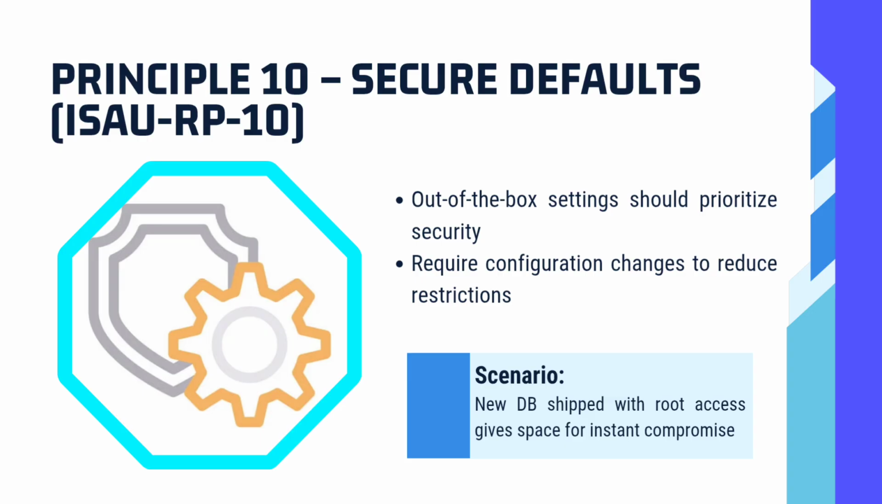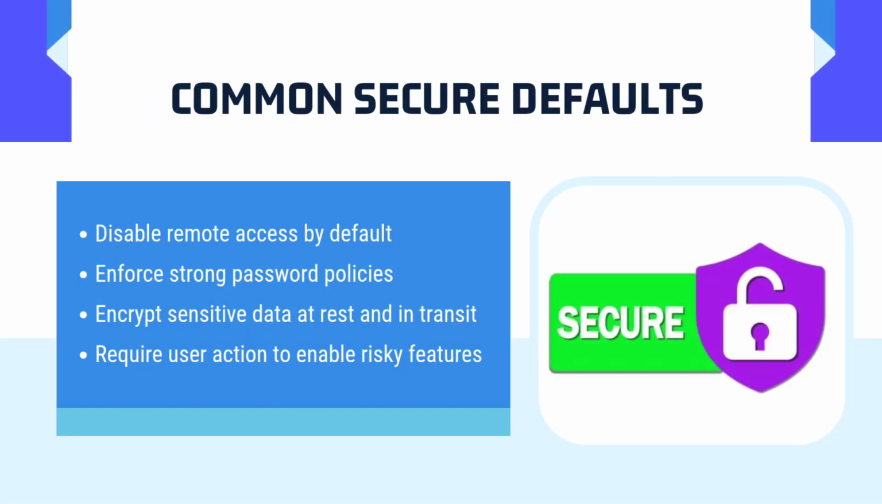7. The principle of secure defaults from the Institute of Security Architecture United, P10. Similarly, secure defaults means systems come with secure configurations out of the box. Think about older Wi-Fi routers, shipped with default admin passwords like admin123. That's a hacker's dream. Today, best practices include random default passwords, auto-encryption, and remote access disabled by default. Security shouldn't be optional. It should be the default.